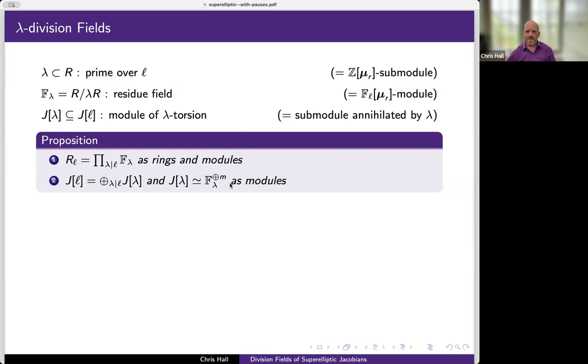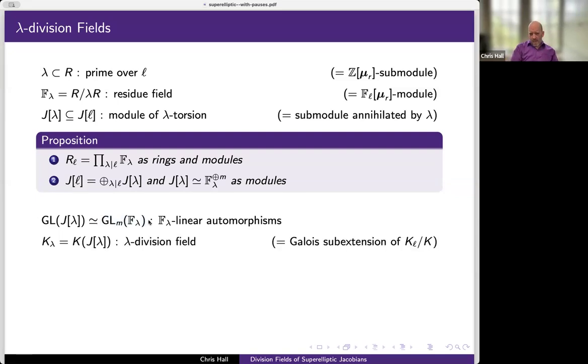Now, with that second statement you can start to see that this thing looks like a vector space over F lambda, and it even looks like an M-dimensional vector space over F lambda. And that will be useful for us. So what I want to do is focus on F lambda linear automorphisms of that space. That's what I will refer to when I say GL of J lambda, that group. Concretely, you pick a basis. Because it's an M-dimensional F lambda vector space, you'll be isomorphic to GL_M of F lambda.